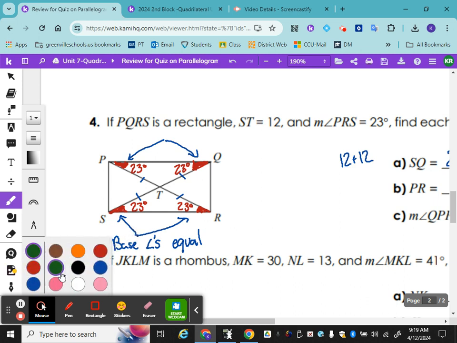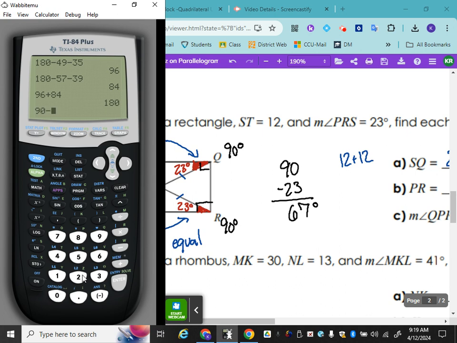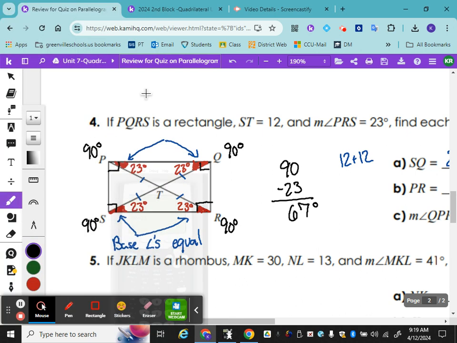Now, in a rectangle, all the corners are 90 degrees. So if they're all 90 degrees on the outside, we can figure out what has to be left from 23. 90 minus 23 is 67. You know I mess that up sometimes, so just make sure. 90 minus 23 is 67. So all these other angles are 67. 67, 67, 67. What that's talking about is this little angle in here, not the whole angle.